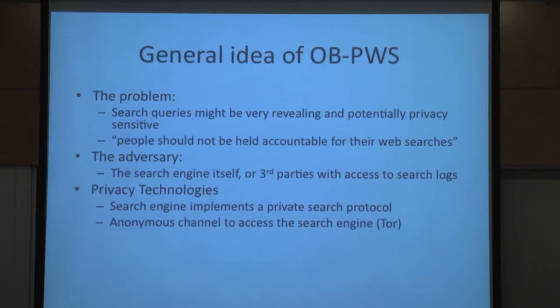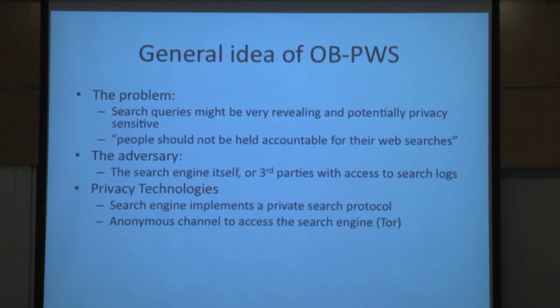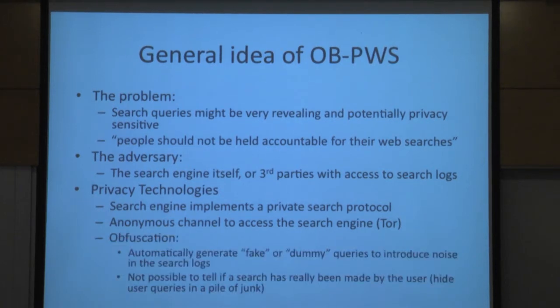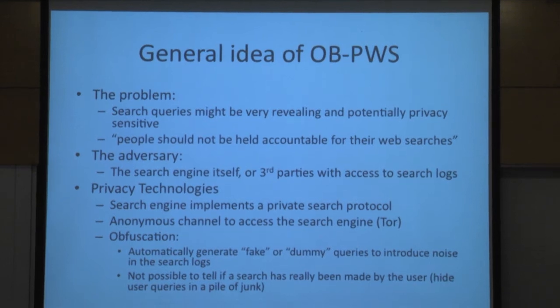You could also use anonymous channels, so you could use Tor to access Google, and then your protection comes from anonymity. That's another alternative. But there's a third alternative, which is using an obfuscation tool. The idea of an obfuscation tool is that you generate fake queries, dummy queries, that are automatically generated by some client software on your computer, and these queries introduce noise in the logs of the search engine.